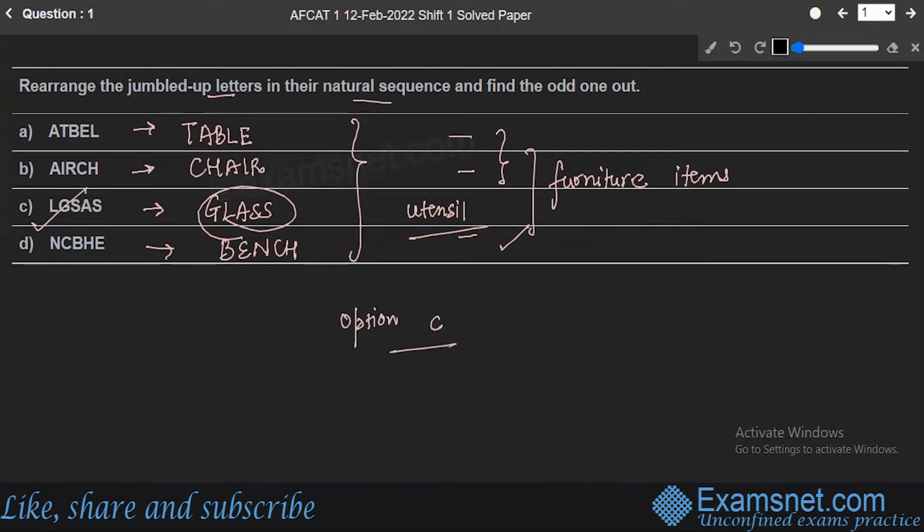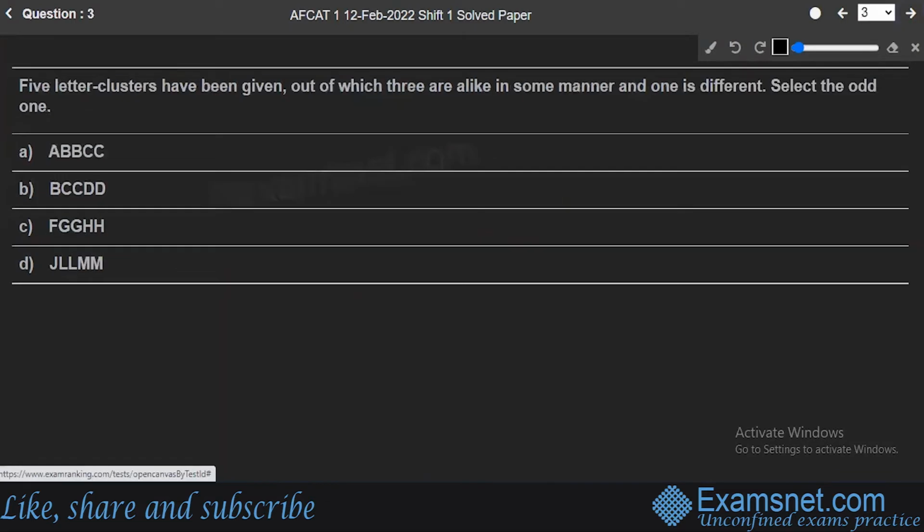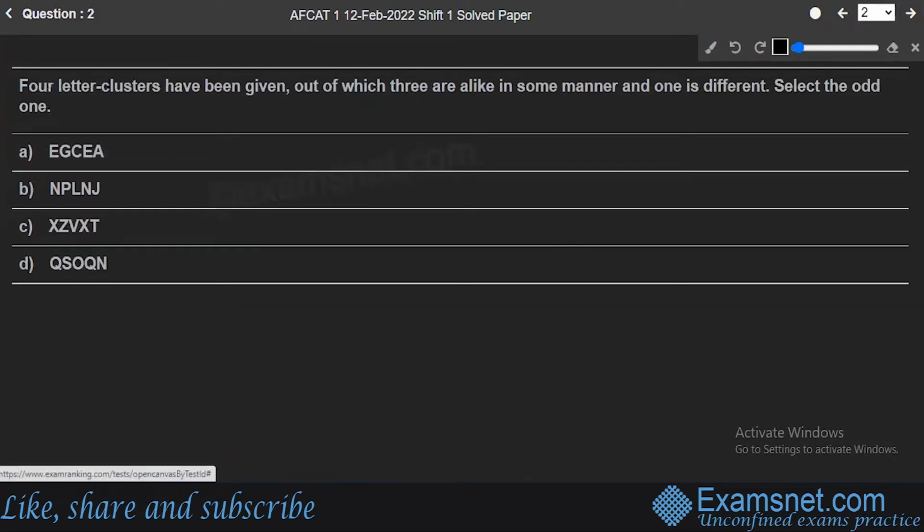Let's move to question number 2. Four-letter clusters have been given, out of which three are alike in some manner and one is different. You have to select the odd one out. Here it has not told us to form a meaningful word. It says they are alike in some manner, so we first have to find out in what manner they are alike.